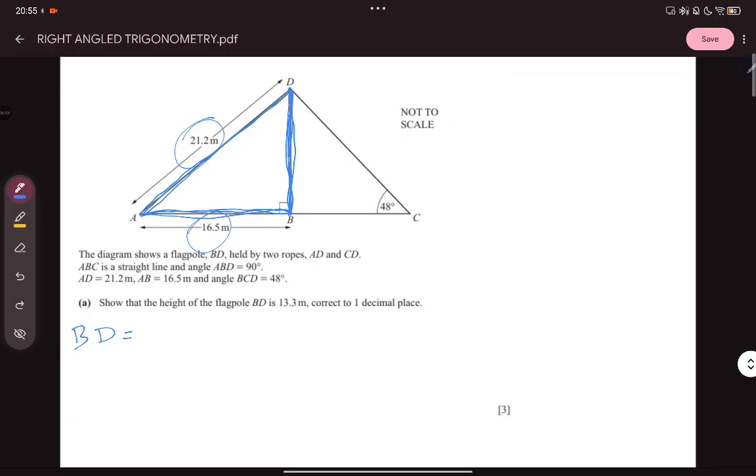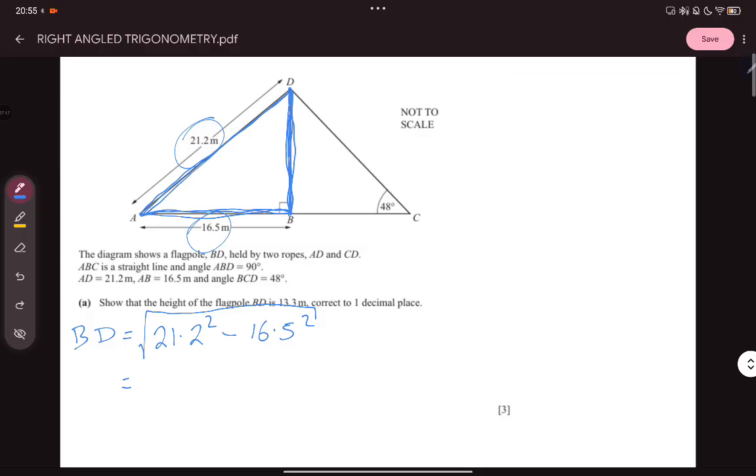So it's going to be square, subtract, square root. Now, this is a show that question, and they're saying show that the height of the flagpole is 13.3 meters, correct to 1 decimal place. So they do expect us to write down all the working out.